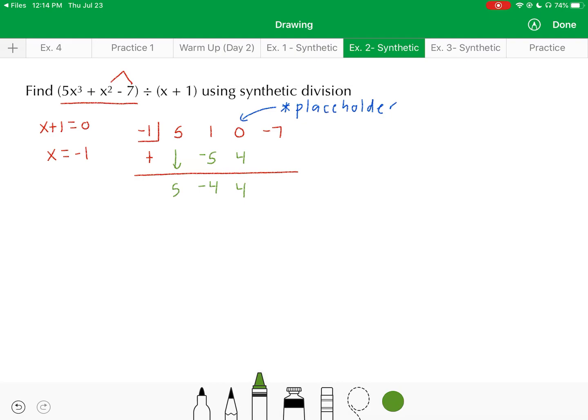4 times -1 is, of course, -4. -7 plus -4 gives me -11 for my remainder. Okay, so for my quotient, I was taking a cubic polynomial, dividing it by a linear polynomial, so the resulting quotient should have a highest power of 2. So it's going to be 5x squared minus 4x plus 4, and then taking the remainder into account, I'm going to subtract 11 over my divisor of x plus 1.